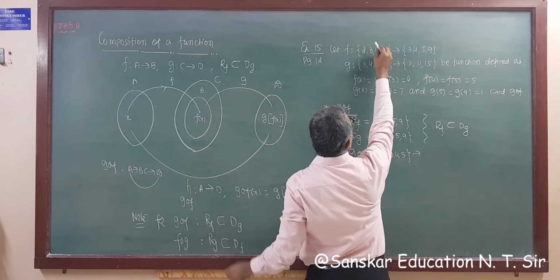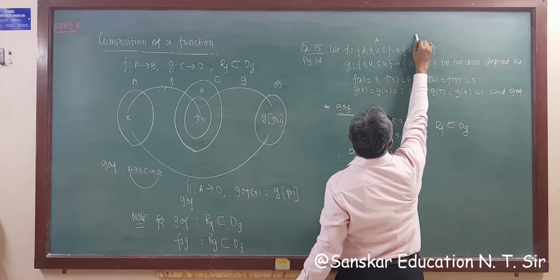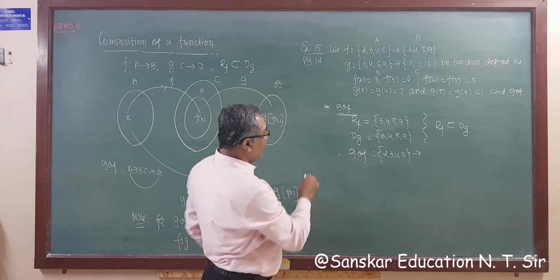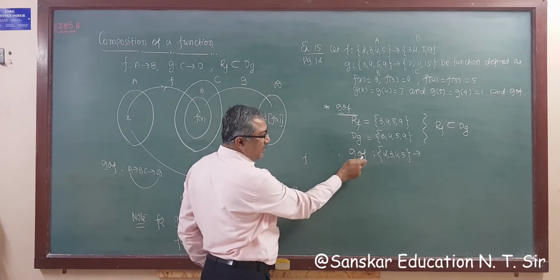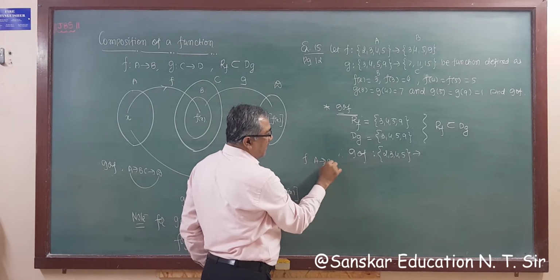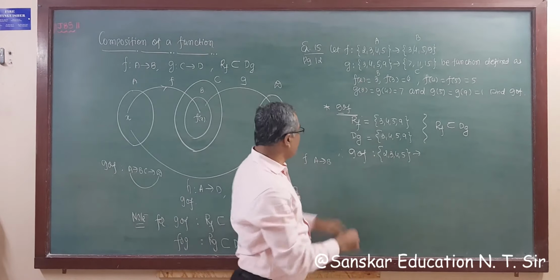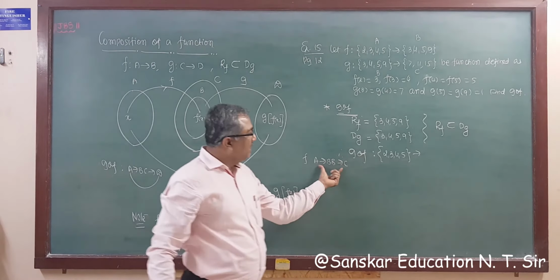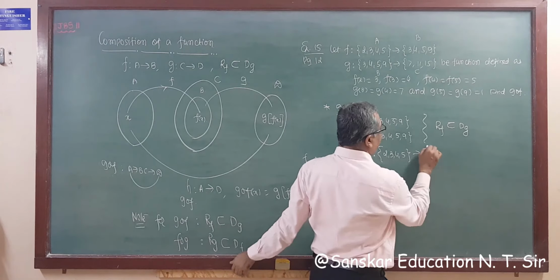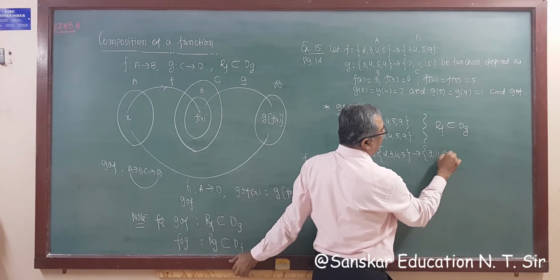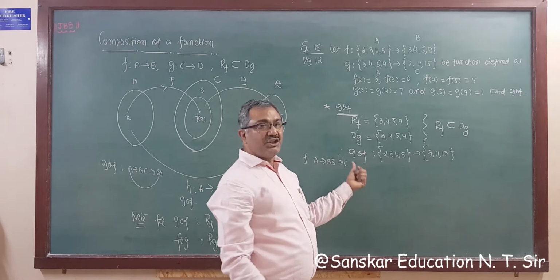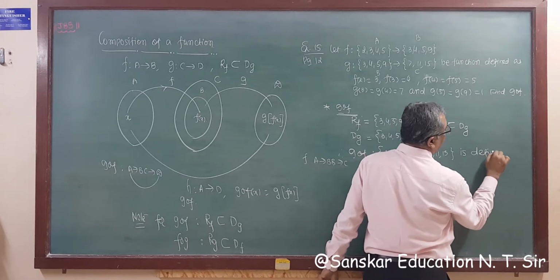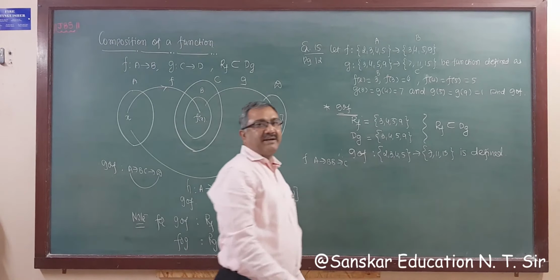Suppose if we say this is A and this is B, then this is B and this is C. So F is a function from A to B, and G is a function from B to C. So the new function will be defined from A to C. That is A to C. C is 7, 11, 15. So 7, 11, 15. Right? So G over F is defined. This is defined. Got it?